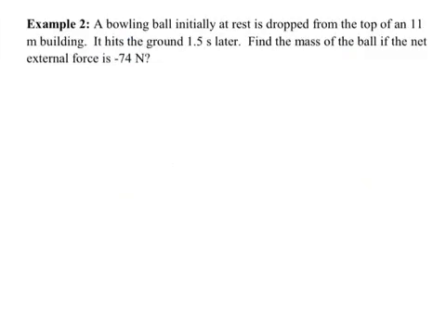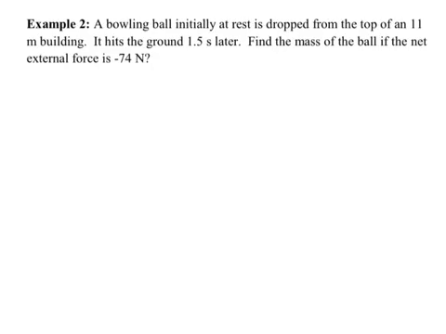Let's take a look at example 2. A bowling ball initially at rest is dropped from the top of an 11-meter building. It hits the ground a second and a half later. Find the mass of the ball if the net external force is negative 74 newtons. Okay, negative 74 newtons.